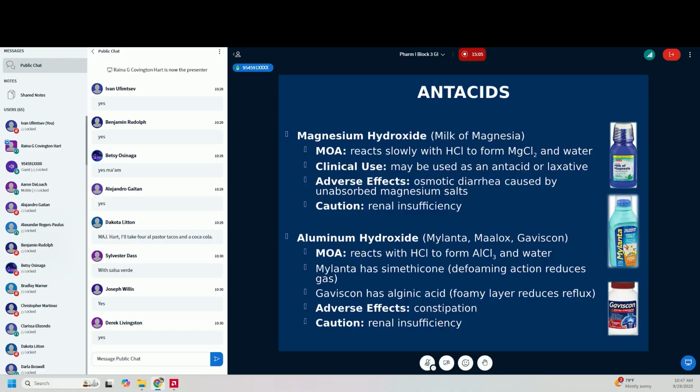Slightly different mechanism that you see here. So your Mylanta is using that simethicone to decrease the amount of gas that patients are experiencing, whereas your Gaviscon is reducing the amount of reflux that your person has coming up. So just remember the overall mechanism and that these two things are working in two different ways. Because we do have that aluminum, just like we talked about with our calcium, we were worried about constipation. Renal insufficiency pops back up again, right?